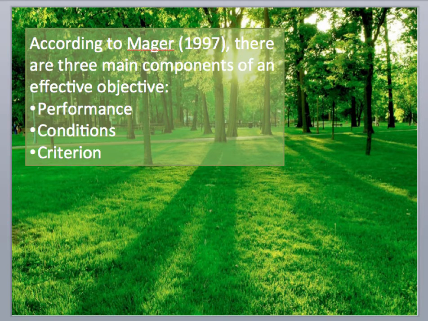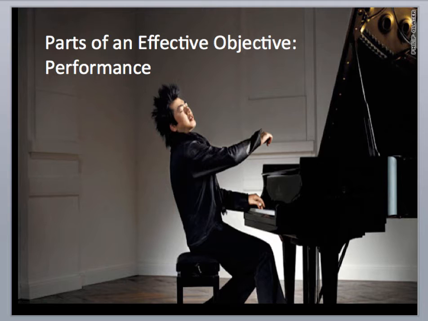So according to Major, there are 3 main components of an effective objective. And this is what your objective always has to contain, always has to have these 3 things: performance, conditions, and criterion. So for performance, the performance component is a description of the behavior the learners are expected to perform. It has to be measurable and observable. It describes what the learner will be doing when demonstrating mastery of an objective.